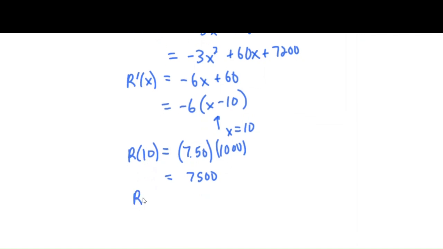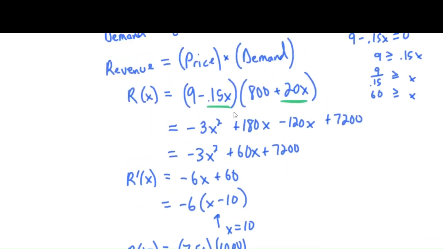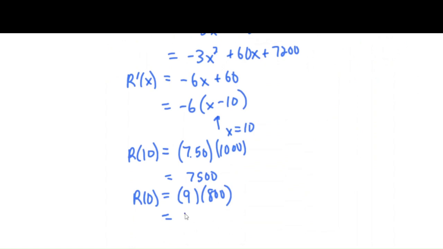That will be the revenue when we do 10 price reductions. Now, remember when we did no price reductions, it was 9 times 800. $9 was the price, 800 was the demand. In fact, you can see that up here. If you plug in 0 for x there, you get 9. If you plug in 0 for x there, you get 800. If we multiply that out, we get 7,200.